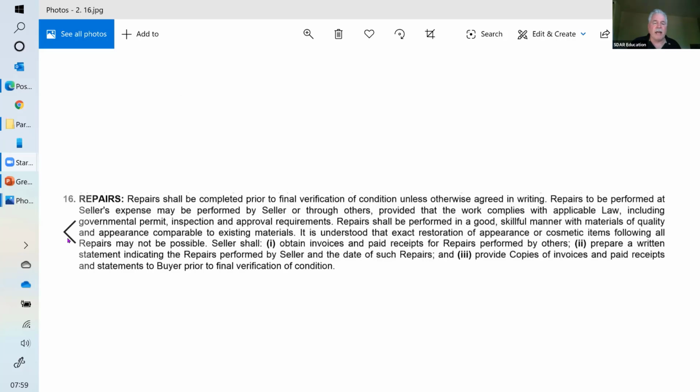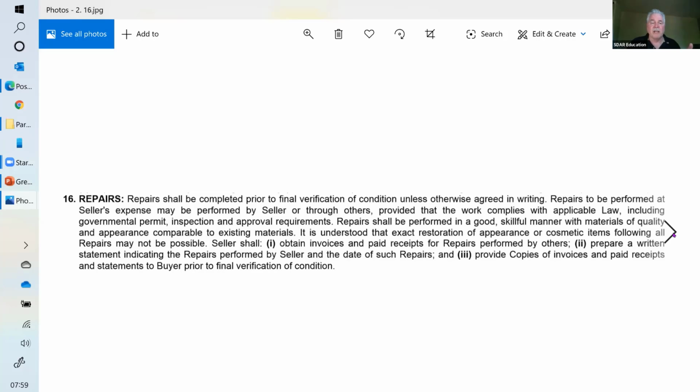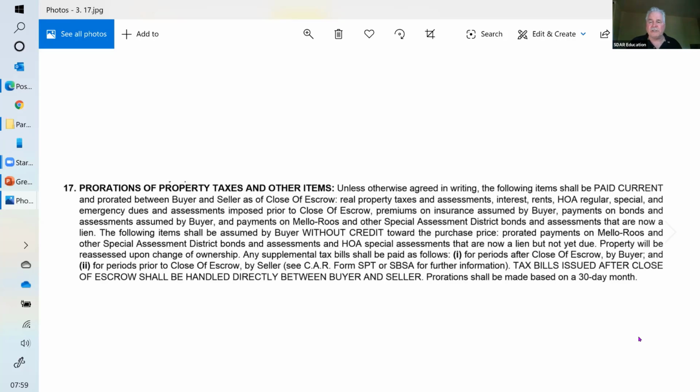So we've already covered my final verification of condition. Now we've covered our repairs. Now let's take a look at our prorations. Remember what I said before? These paragraphs we're talking about, 15 through 18, are paragraphs where there's really nothing for you to do. The bad news is that means we never read it.